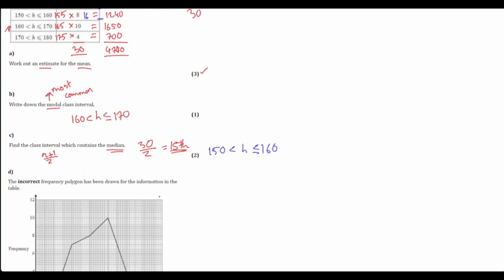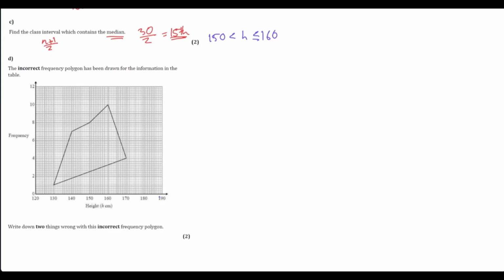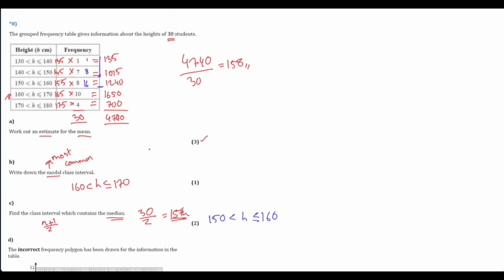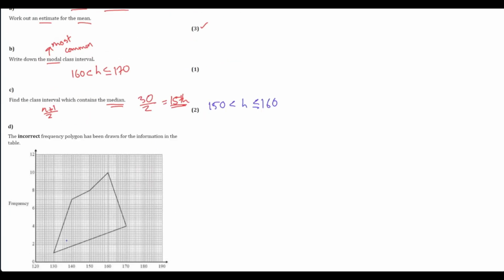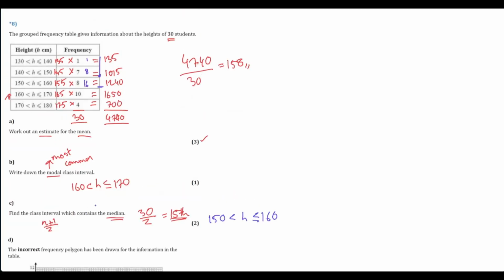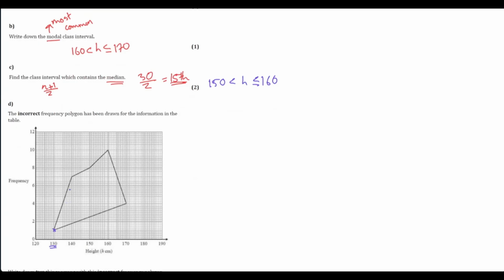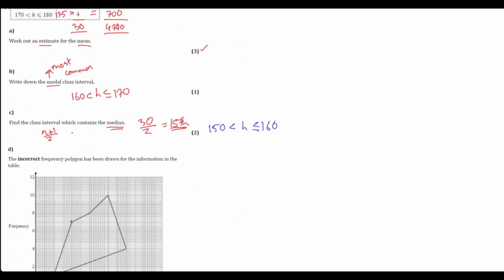Lastly, part D, an incorrect frequency polygon has been drawn from the information table. Write down 2 things wrong with this frequency polygon. Right. What I want to do, first of all, is look at the table, because I want to see how they've done the data points. So they've done 130. All I need to do is look at that 130, and I can tell why that's wrong. But I'm also going to look at the second data point, which is 140. All right, I can see what's wrong.